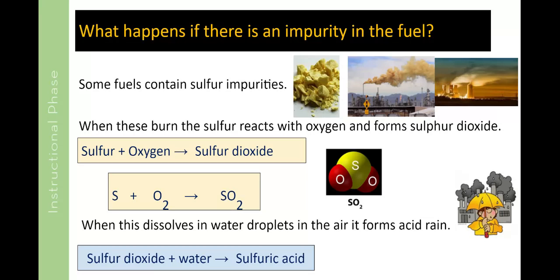Now, what do you think the symbol equation is? I don't expect you to know sulfuric acid, but the symbol equation, again, you don't need to remember this, but sulfur dioxide is SO2 plus H2O goes to make H2SO4.